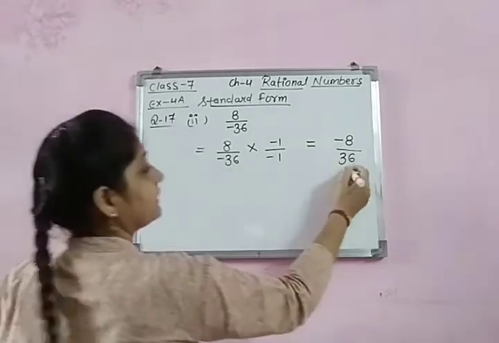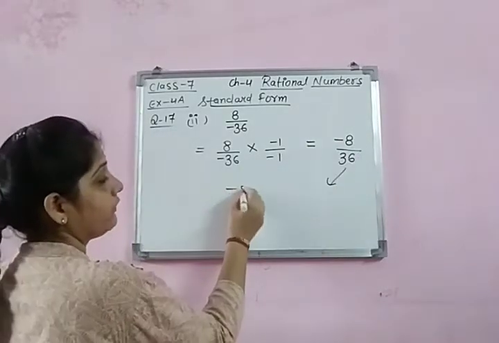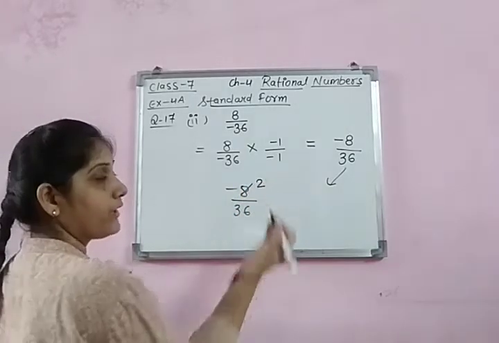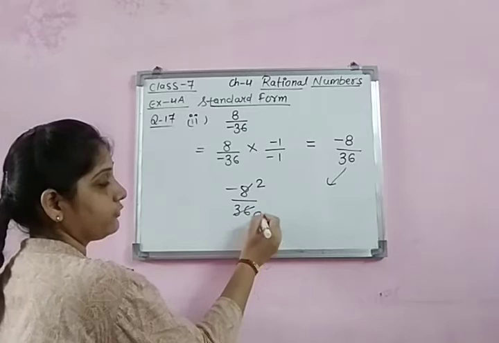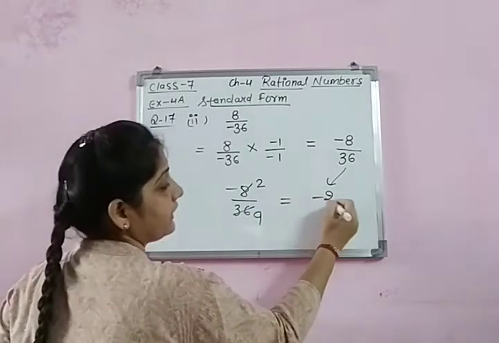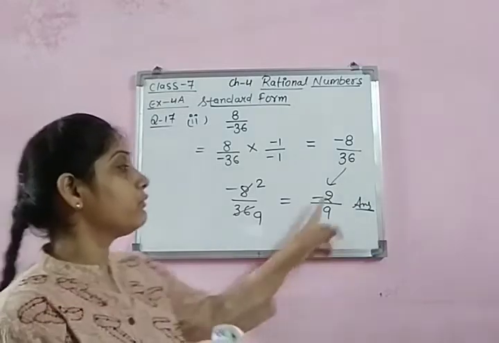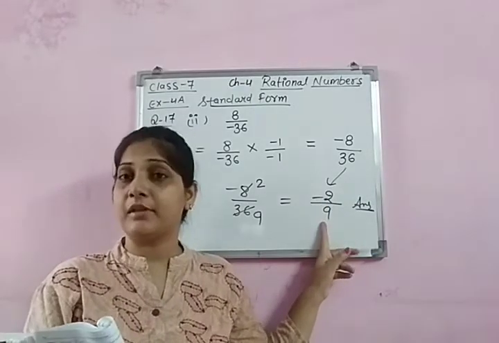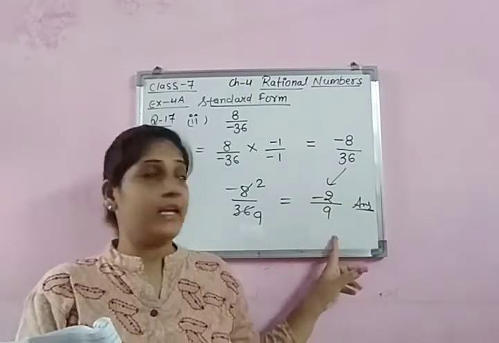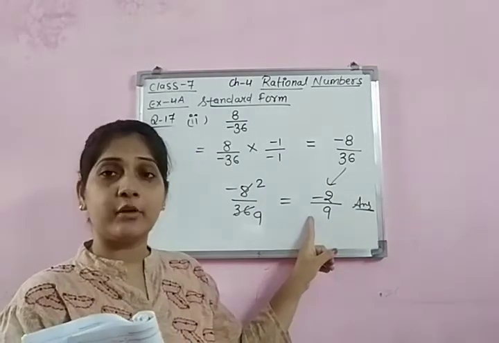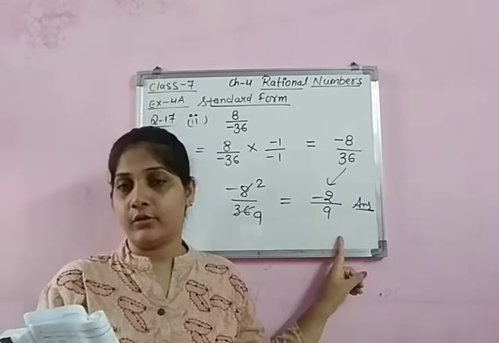Now we have to convert this into the lowest form. We have to cancel this out. By the table of 4 I can cancel. 4 2s are 8, 4 9s are 36. So -2 upon 9 is the standard form because 2 and 9 don't come in the same table. It is the simplest form. So both the things are satisfied: the denominator is positive and it is in lowest form.